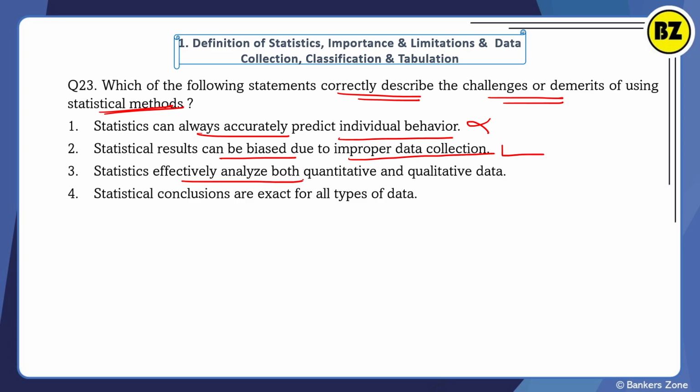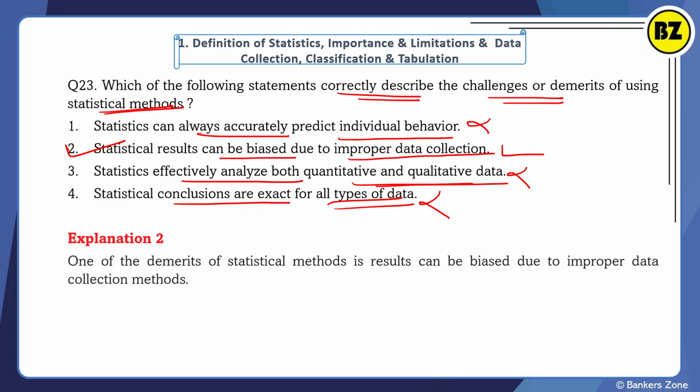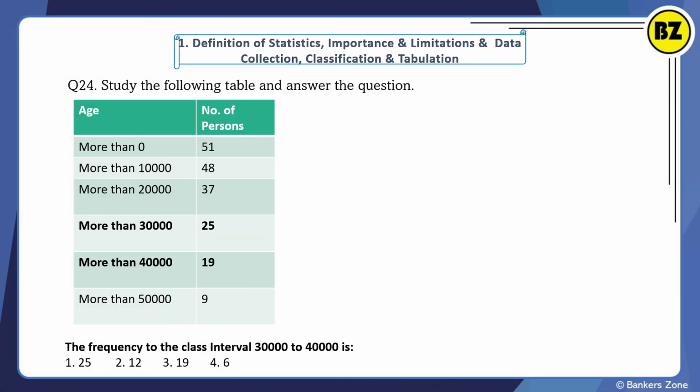Statistics effectively analyzes both qualitative and quantitative data? No. Conclusions are exact for all types of data? No. So the second is the challenge, you can say the demerit. One of the demerits of the statistical method is that the result can be biased if the data is not properly collected. Okay, very easy. Now some numericals.